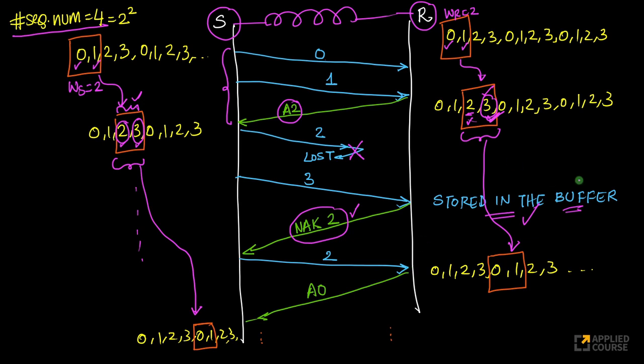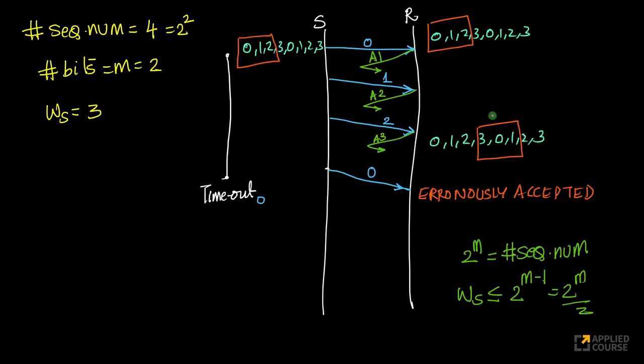But remember, here I need to have additional memory allocated for these buffers to store these packets while I wait for other packets. That's the additional space that I have to allocate for the programs that are running on the servers on the sender side and the receiver side. Very simple concept.